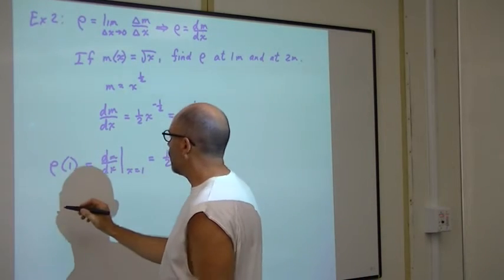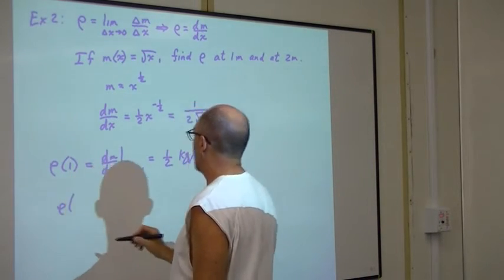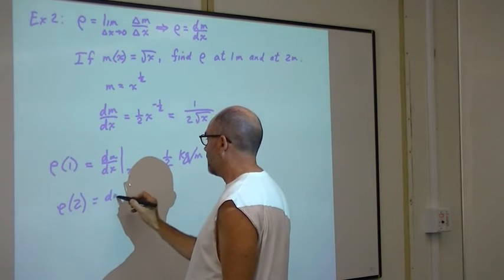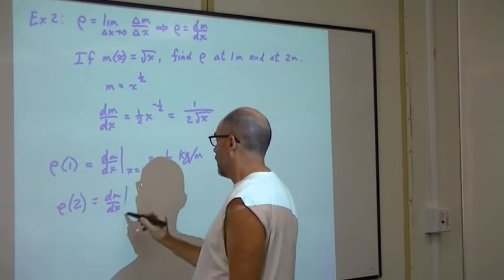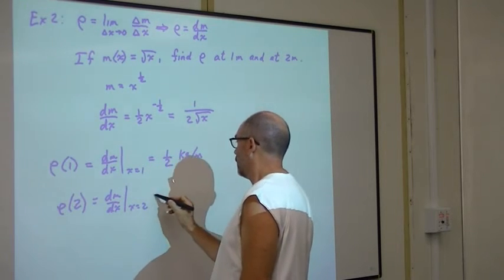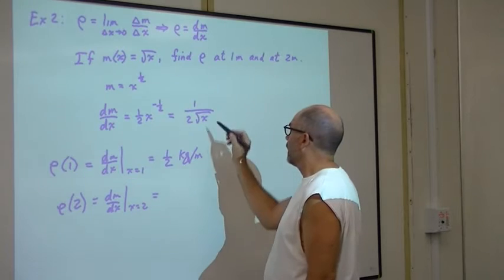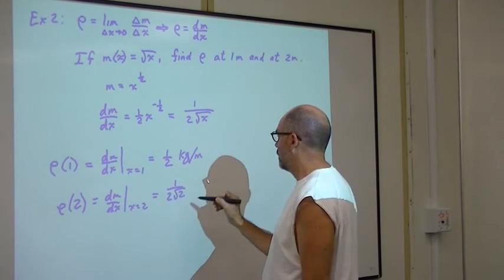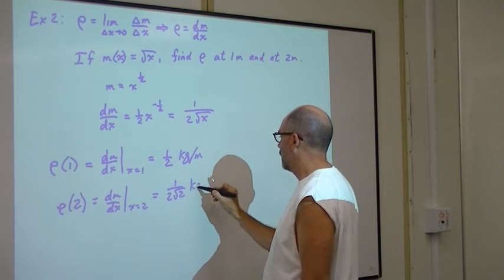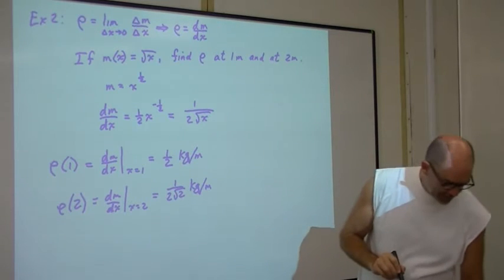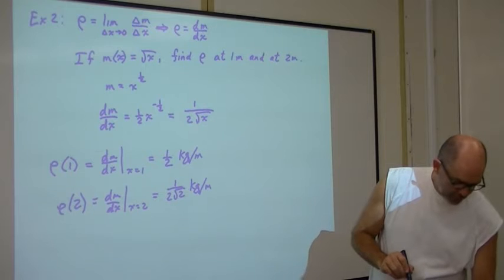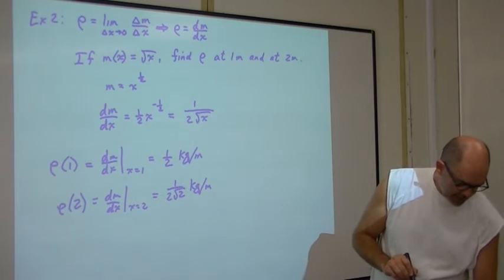Okay, now rho of 2 meters is going to equal dm dx when x equals 2, which is going to equal 1 over 2 square root of 2 kilograms per meter, which ends up equaling approximately 0.48 kilograms per meter.